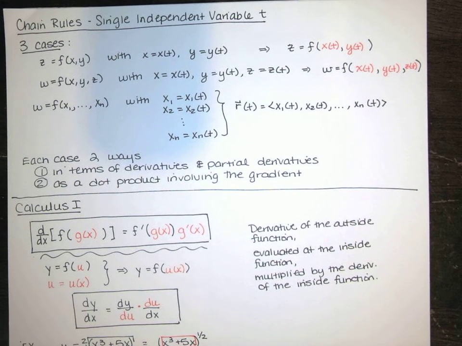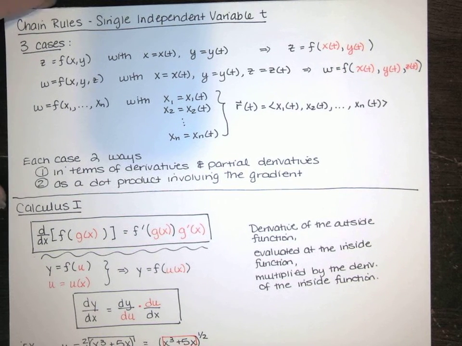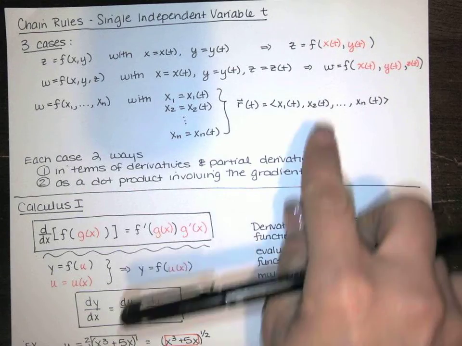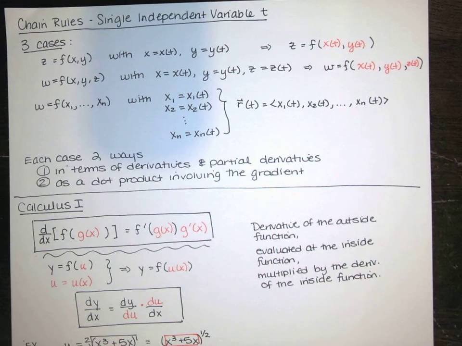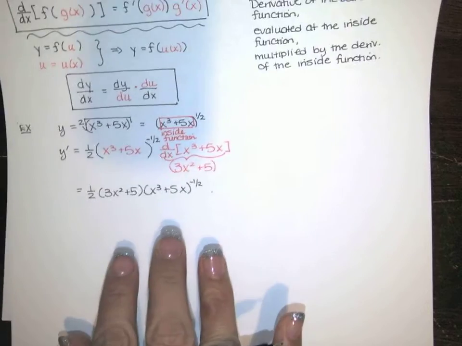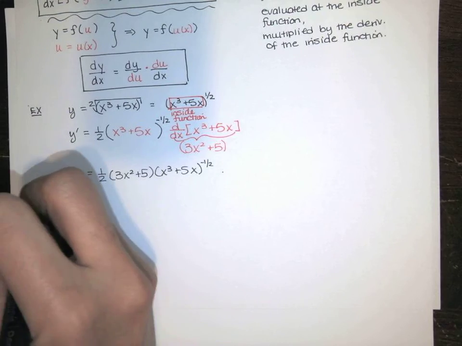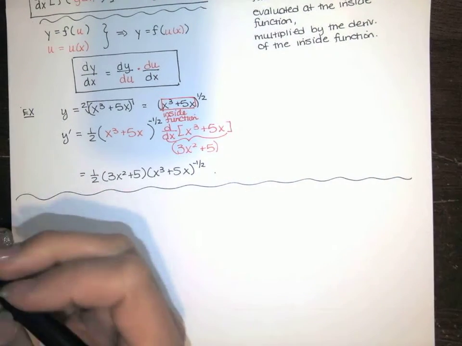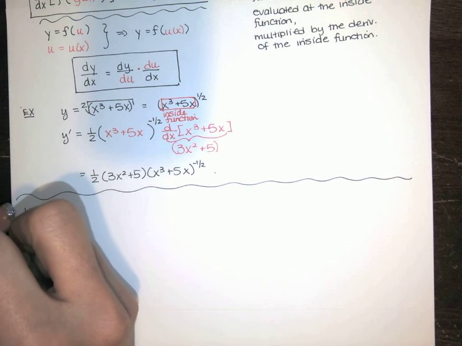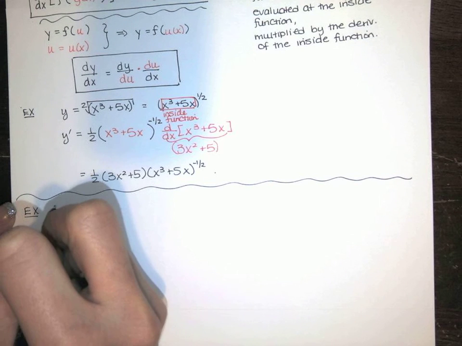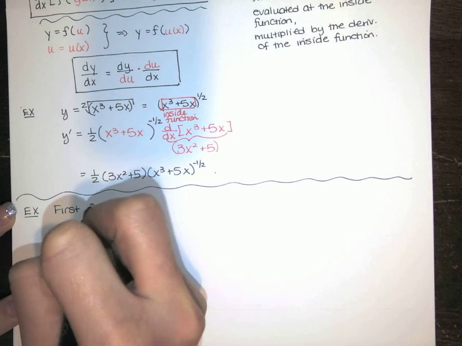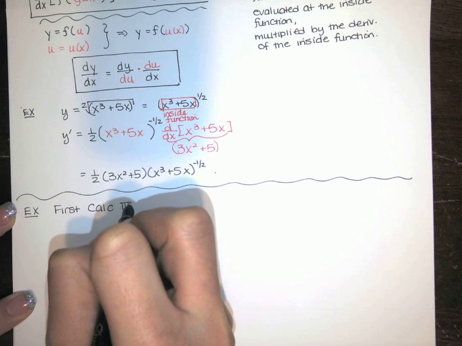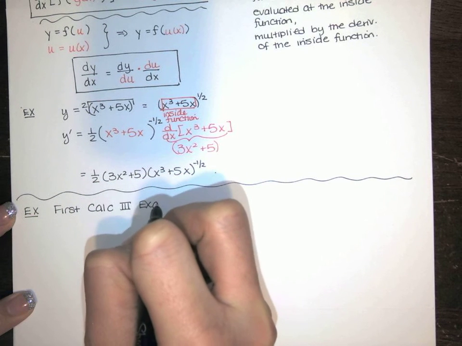We actually use the chain rule to come up with the equation for the tangent plane in the next section. So it's really important, even if there's often an easier way to compute this derivative of z with respect to t. Okay, so with that in mind, let's look at an example. So this is our first Calculus 3 example involving the chain rule.